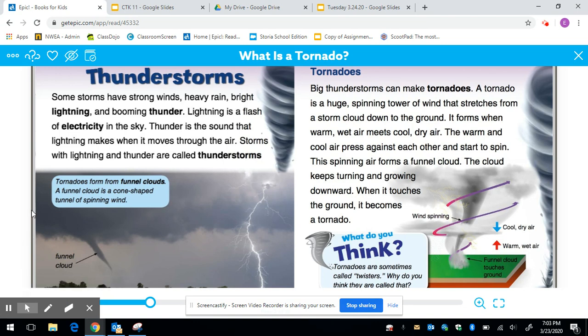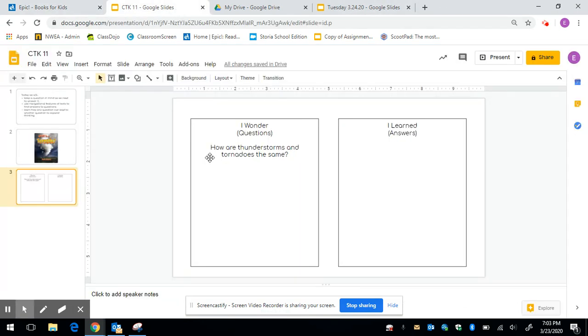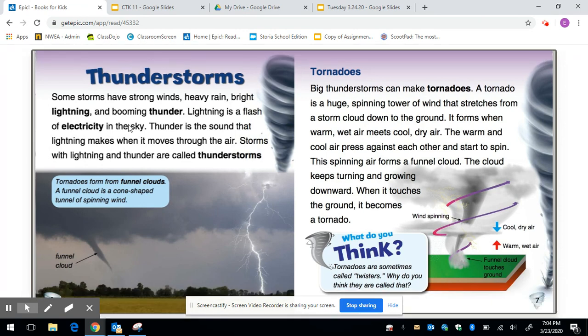Okay, that was just a little bit of tidbit of information, but I don't think that my question of how are thunderstorms and tornadoes the same has quite been answered yet. So I'm going to go ahead and move on to my next page where it gives me some information about tornadoes. Big thunderstorms can make tornadoes.